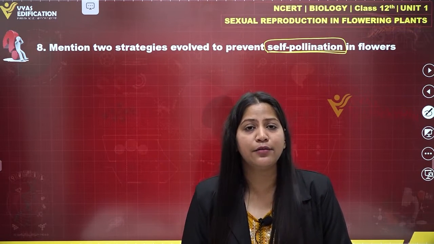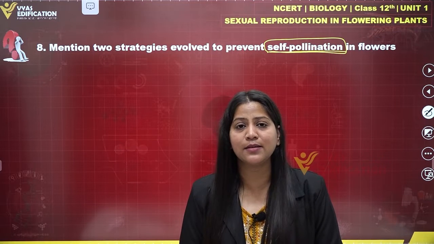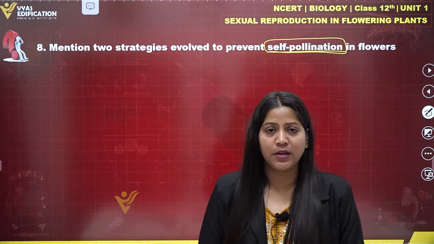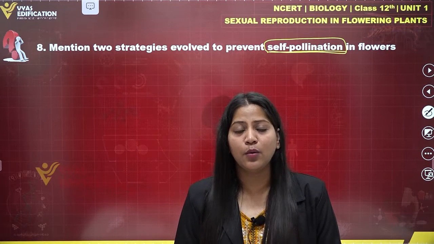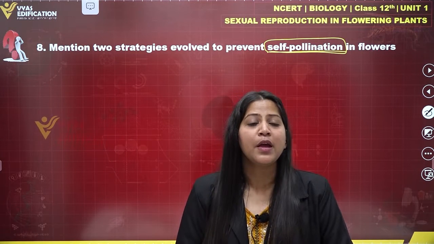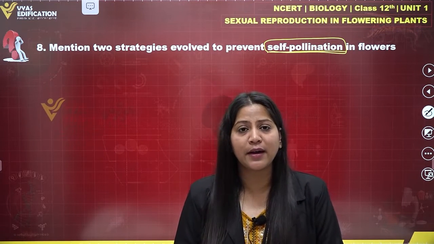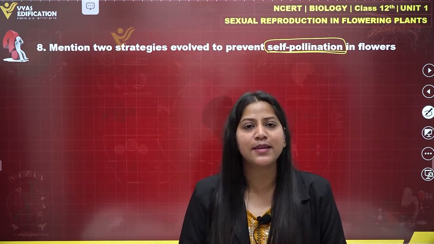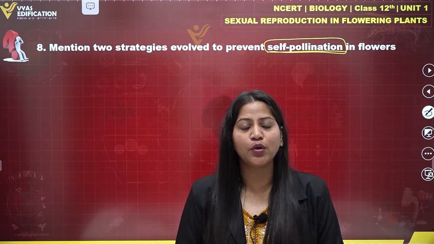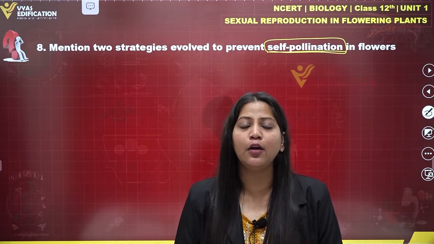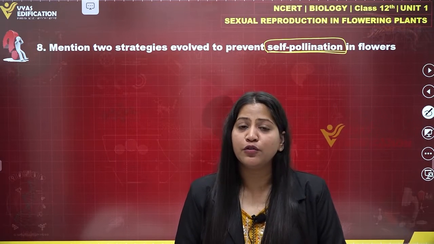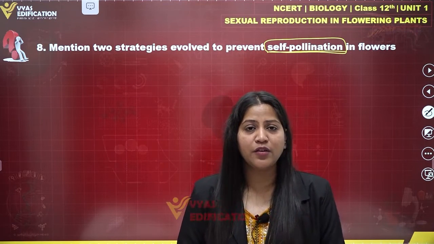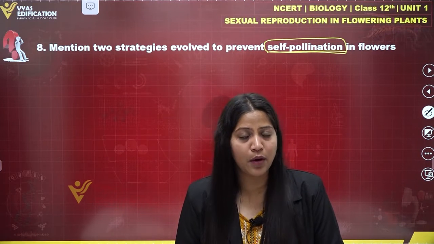The first is self-incompatibility and the second is known as protandry or protogyny. The first strategy, self-incompatibility, is a condition in which the pollen is ineffective in fertilizing the same flower or other flowers on the same plant, due to inhibition of growth of the pollen tube in the stigma and style of the female reproductive organ, which prevents the delivery of male gametes to the ovule. So this is one of the strategies evolved in plants to prevent self-pollination.